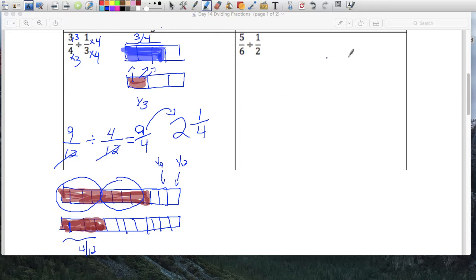Okay. So again, 5/6. I'll draw it out. 1, 2, 3, 4, 5, 6. Okay, very ugly 5/6. But out of the 6, I have this much.